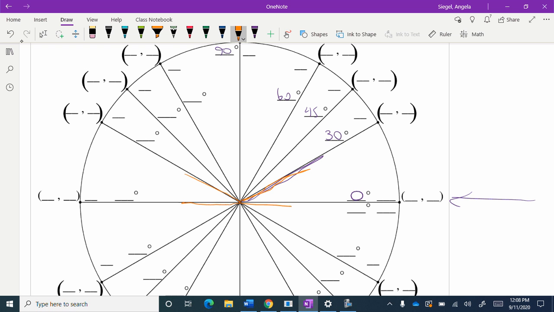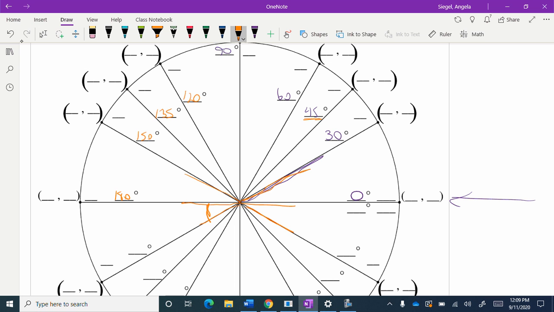Every single pizza slice that's 1 away from the x-axis, that's going to be a 30-degree angle, like a 30-degree reference angle. So this is 180, and 180 minus 30 degrees is 150. And then let's go back to this one. 180 minus 45 degrees is 135, and 180 minus 60 degrees is 120. So we're going to keep that consistent.